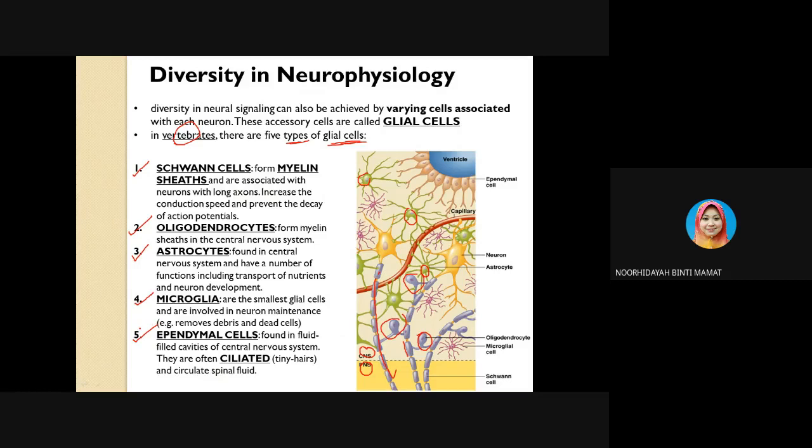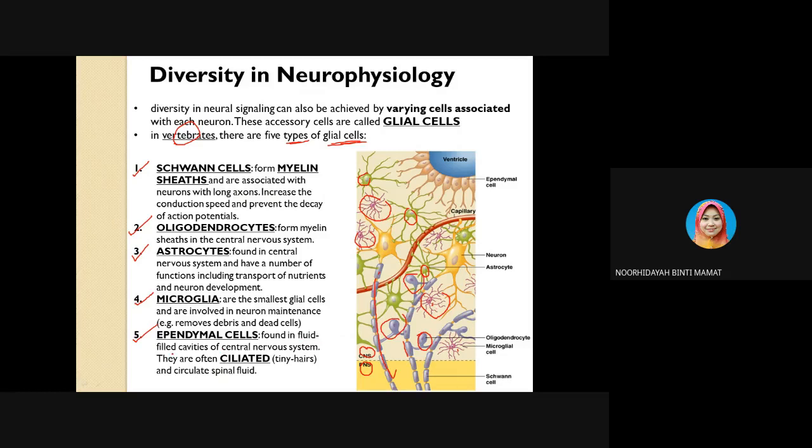The fourth accessory cells, okay, which is microglia. So the microglia is here, the purple color. The microglia are the smallest glial cells, and they are involved in neuron maintenance, functioning to remove the debris and dead cells. So this is the function of the microglial cells, the smallest glial cells, the smallest accessory cells.